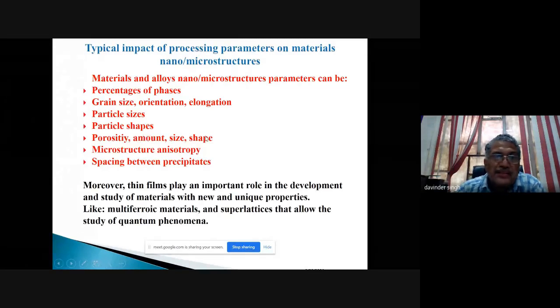Then the shape and size, microstructure anisotropy, or spacing between precipitates. So all these you can realize only with the microscopy. It means we want to see the materials. So thin films play an important role in the development and study of materials with new and unique properties, like multiferroic superlattices that allow the study of quantum phenomena.